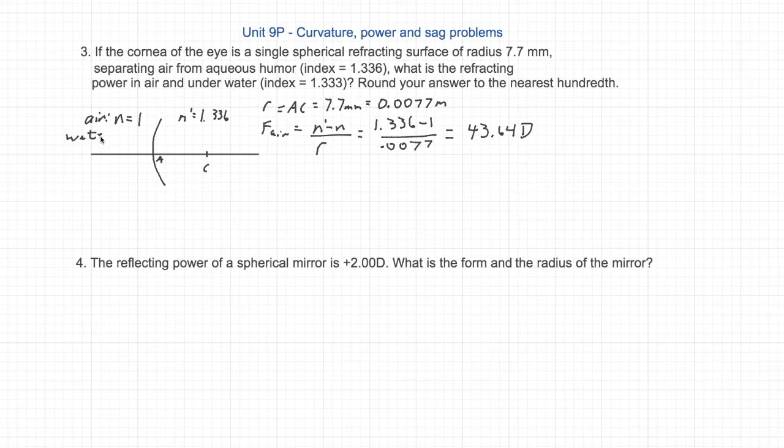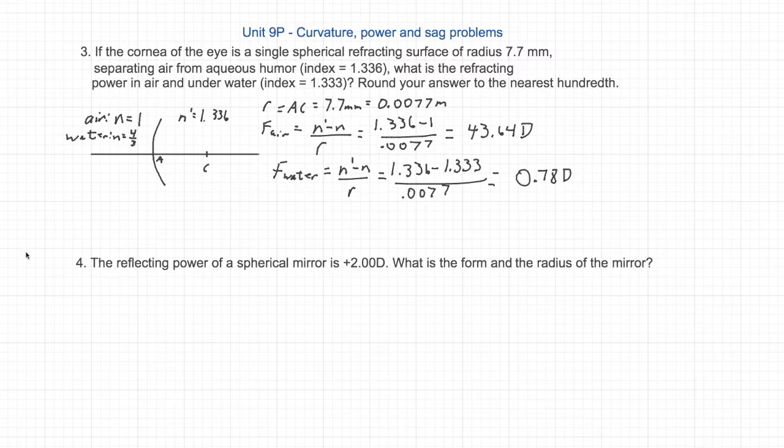Now, let's see what happens when we go underwater and open our eyes and try to look at something. Now, we have our n equals 1.333, or 4/3, and we plug into the same formula. And we find that the power now is less than 1 diopter. It's 0.78 diopters, which is why things can look blurry when you open your eyes underwater. You will see more clearly if you wear goggles or a mask. Then there's air in front of your cornea again, and the cornea again is 43.64 diopters in power.